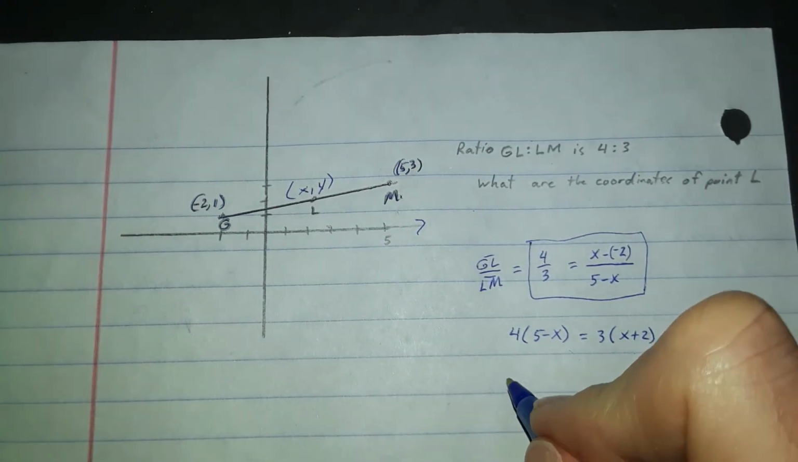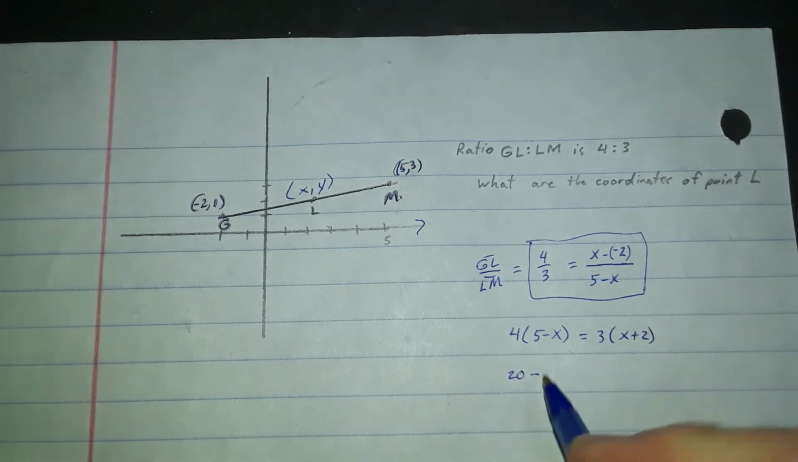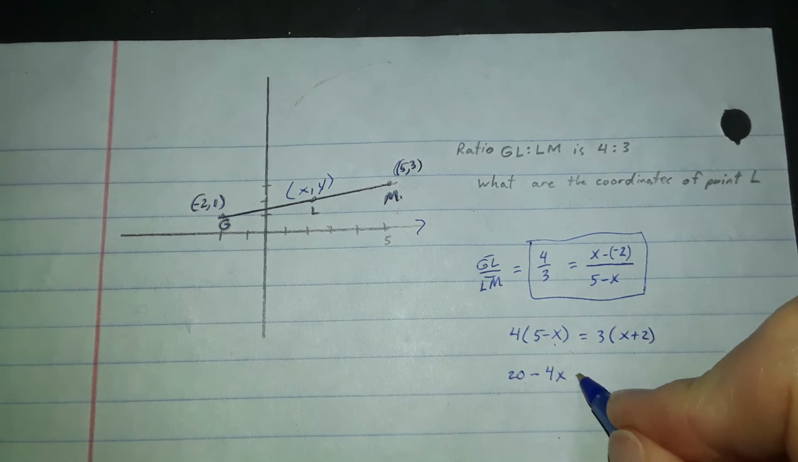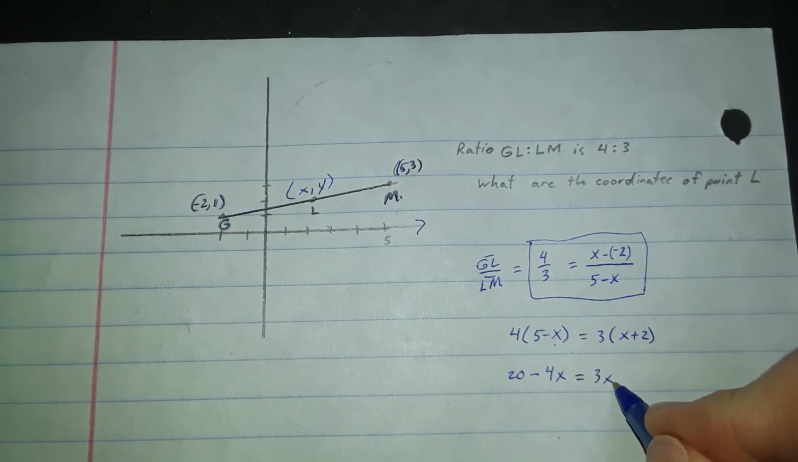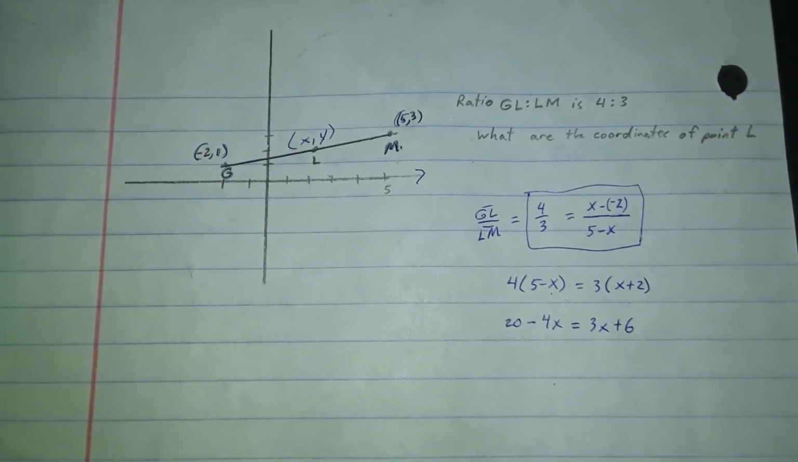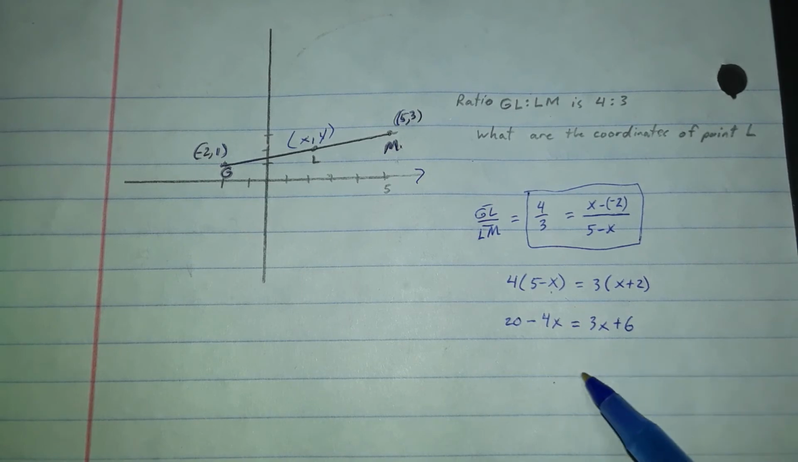4 times 5 is 20. Minus 4 times x is 4x. And 3 times x is 3x. 3 times 2 is 6. And so now we're just going to use our algebra skills here and collect x terms on one side and the constant terms on the other.